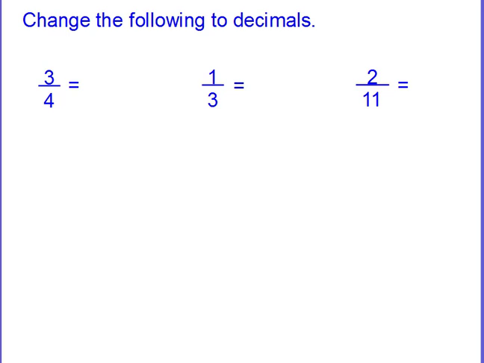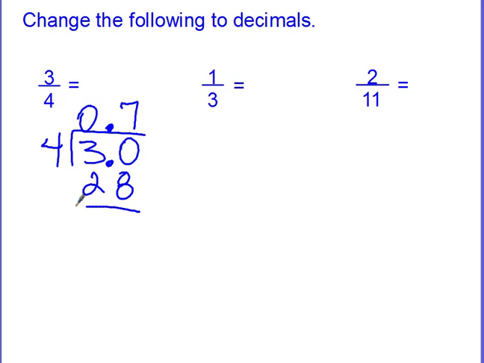Okay? 3/4. We know that to change a fraction to a decimal, we simply divide. So 3 divided by 4. Well, 4 doesn't go into 3, so we add a decimal, bring the decimal up, add a 0, and begin our division. 4 goes into 3, 0 times, so we don't have to do anything there. 4 goes into 30, that's going to go 7 times. So 7 times 4 is 28. We subtract. We get 2 left over.